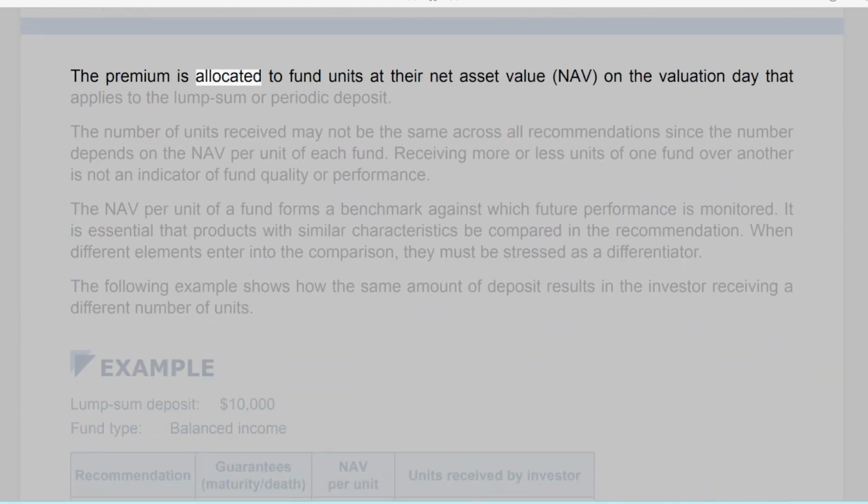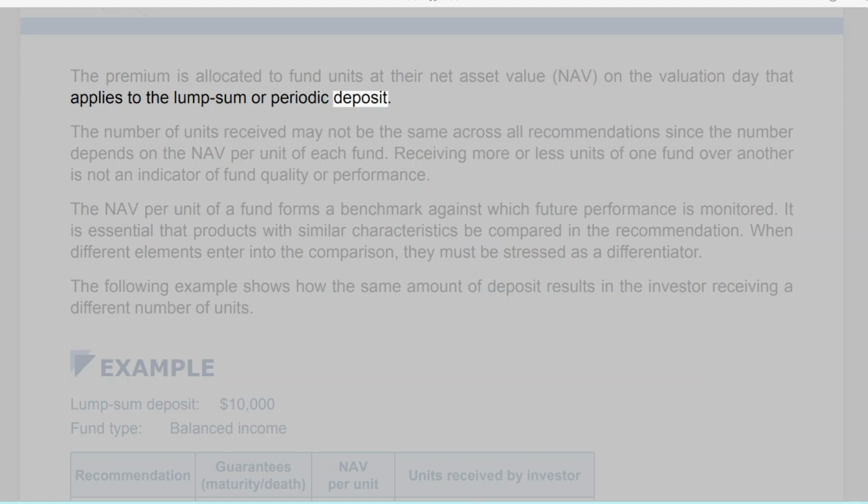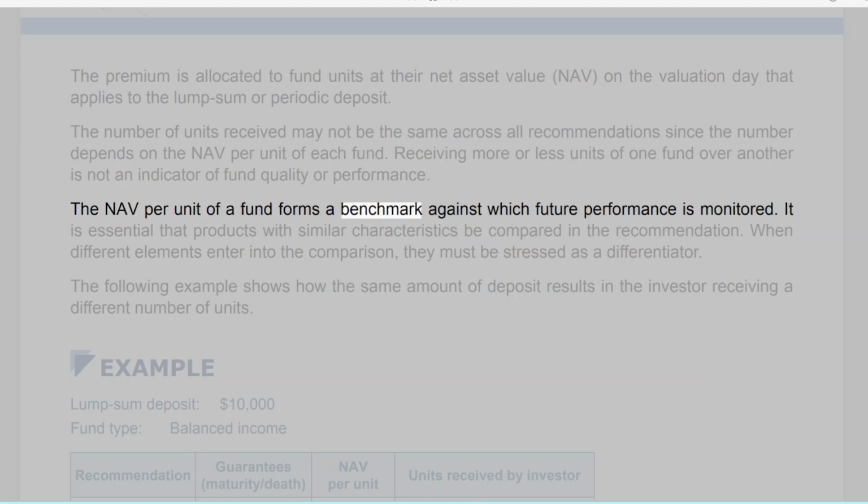The premium is allocated to fund units at their net asset value, NAV, on the valuation day that applies to the lump sum or periodic deposit. The number of units received may not be the same across all recommendations since the number depends on the NAV per unit of each fund. Receiving more or less units of one fund over another is not an indicator of fund quality or performance. The NAV per unit of a fund forms a benchmark against which future performance is monitored.